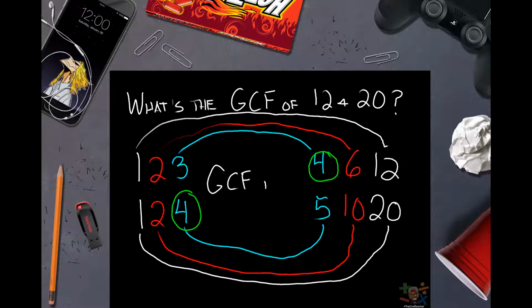GCF is 4. We've found the answer. All right, so that's how you find the greatest common factor using ditches and rainbows. Kind of takes the guesswork out of it.